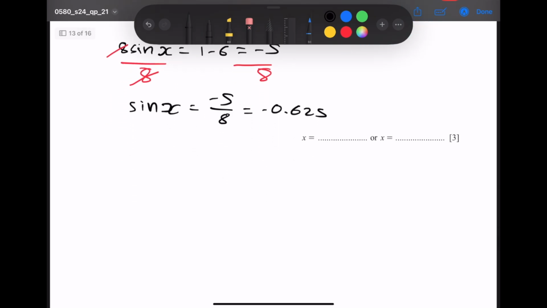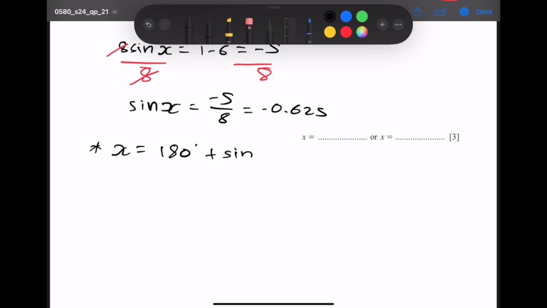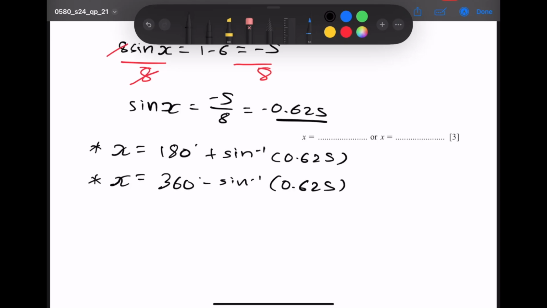Now x in turn, since sin x produces the negative value, the ways of finding x is 180 degrees plus the sine inverse of the positive value of this, which is 0.625. X is equal to 360 degrees minus sine inverse of 0.625. I'll explain why we use these two rules in particular in just a second after I get the final answers. So the first answer is 218.7 degrees rounded to 1 dp, since all angles should be given as 1 dp. And the second answer is 321.3 degrees rounded to 1 dp.